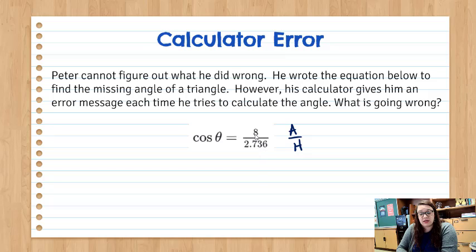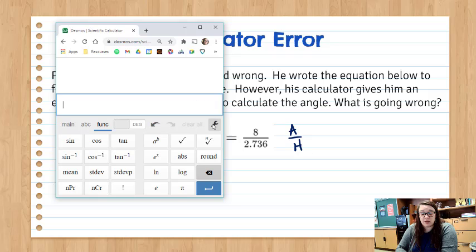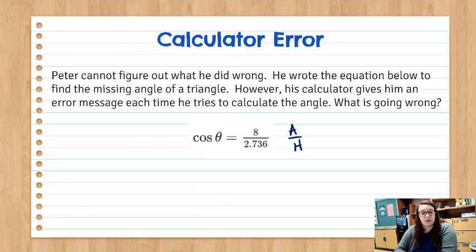So there's no way this could work out because his hypotenuse is not the longest side. It looks like his adjacent is longer than his hypotenuse. So I think he probably has these flipped around, but I don't really know because I don't have his triangle. But Peter's not going to get an answer to this one. And if you ever have a mistake like that, your calculator will definitely show you that. So if I try to do this, 8 over 2.736, it's going to say undefined. So watch out for those ones, but that's all we've got for today.